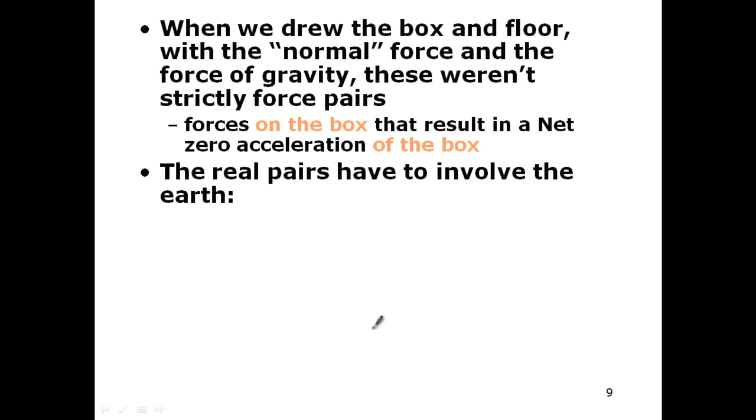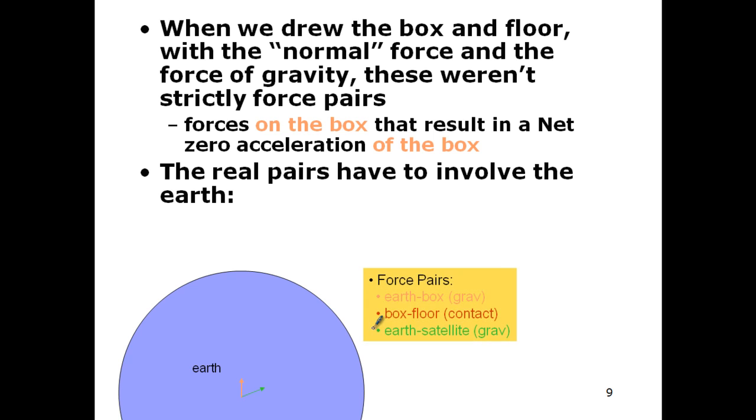So when we drew the box on the floor with the normal force and the force of gravity, these weren't strictly force pairs. Because the forces on the box result in a net force of zero acceleration of the box. That's kind of confusing. So the real pairs have to involve the Earth. Here's an Earth, and we're going to draw some force pairs in here. So the force pairs in this case are the Earth-box force pairs.